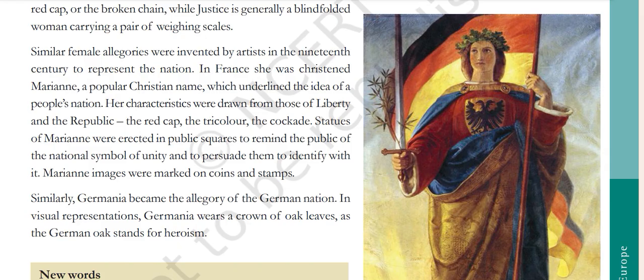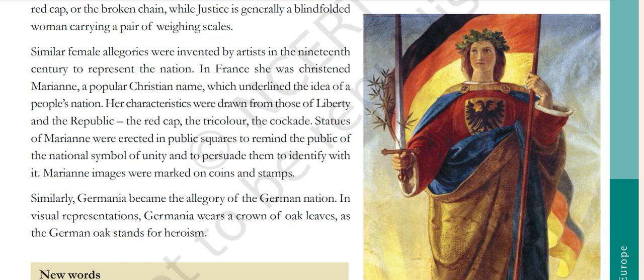In France, she was christened Marianne, a popular Christian name which underlined the idea of people's nation. Her characteristics were drawn from those of liberty and the republic: the red cap, the tricolor, the cockade. Statues of Marianne were erected in public squares to remind the people of the national symbol of unity and to persuade them to identify with it. Marianne images were marked on coins and stamps.